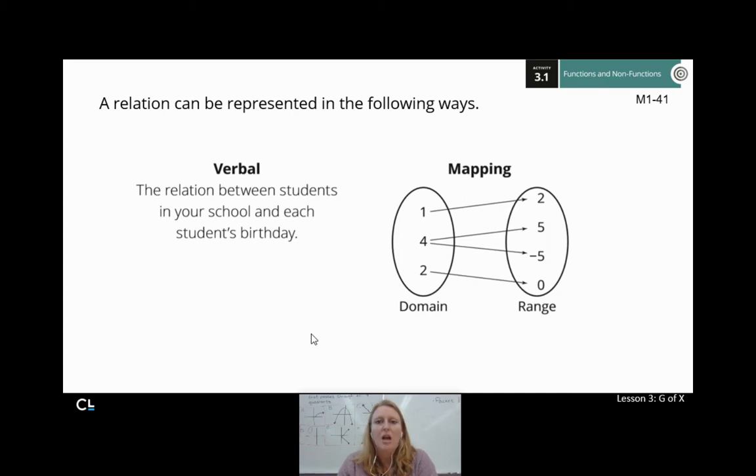Sure, that works. We also use something called mapping. You may have seen this before, where we say, okay, here's all the numbers in my domain. Here's all the numbers in my range. If I plug in a 1, I get 2. If I plug in a 4, I get 5 and -5. If I plug in a 2, I get 0. So this is another way of doing it.